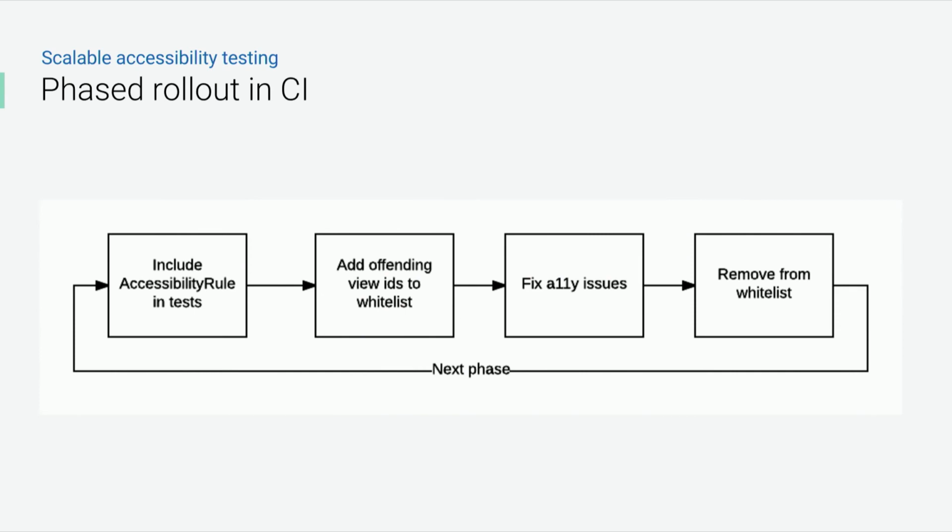So after we add that accessibility rule, we have that whitelist. We know that those are the views that have problems. We open tickets, make people fix the bugs, and then they would also remove them from the whitelist in the same diff if they are willing. And then once that whitelist becomes an empty list, then we are done with phase one. And then we repeat that for multiple phases, and then we move on to other apps in the monorepo. So that is how we did accessibility testing.